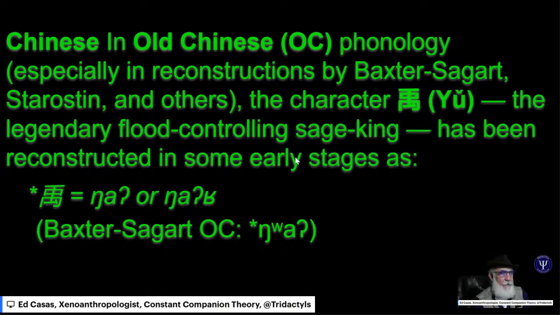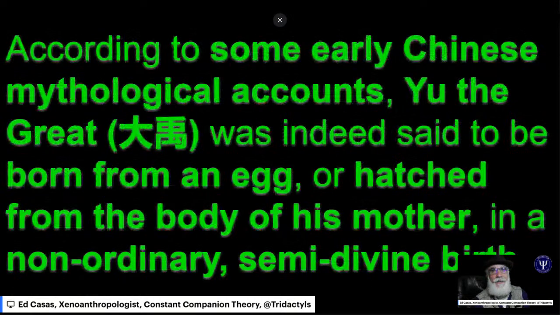So Yu now is the son of another being called Gun. So Yu the Great, and there we have his Yu symbol and the Tian symbol, which also is great, was said to be born from an egg. Wow. Or hatched from the body of his mother. Both of those track with what I suggest in the tridactyl morphology. You know, I used to call it gastric brooding, but I don't think they have a stomach. So if they don't have a stomach, they're really coelomic chamber brooding.